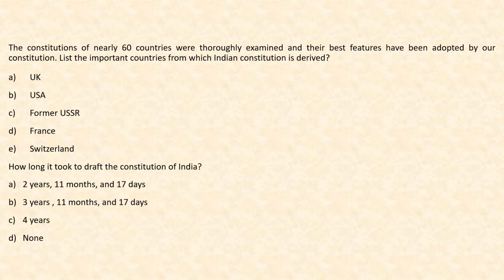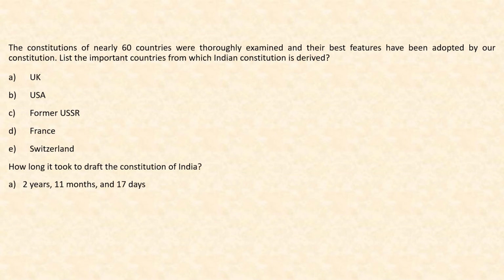The constitutions of nearly 60 countries were thoroughly examined and their best features have been adopted by our Constitution. List the important countries from which Indian constitution is derived. UK, USA, former USSR, France and Switzerland. From all these countries, we have adopted the best features. How long did it take to draft the Constitution of India? 2 years, 11 months and 17 days.